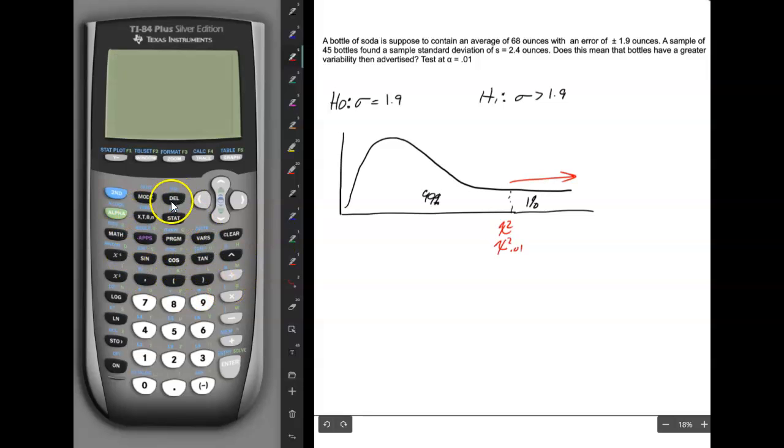So let's go to our calculator, go to Program, chi, and the degrees of freedom is 1 less than the sample size, which in this case is 45, so that's going to be 44, and the area to the right we have written as 0.01. And we're going to get our calculator to do this. All right, so we get a critical value of 68.71. I'll write this underneath.